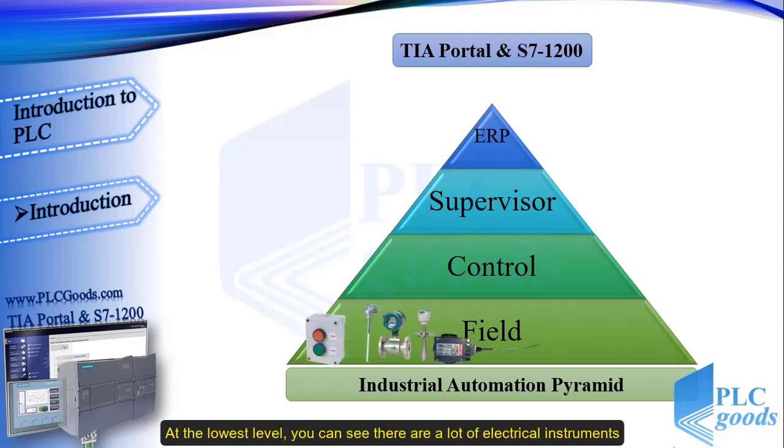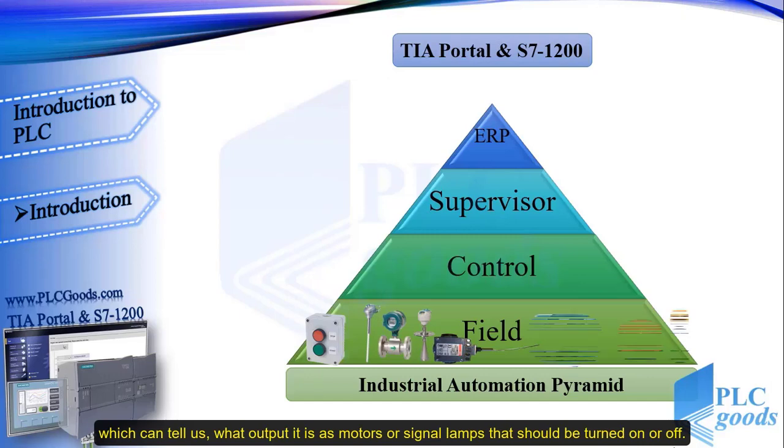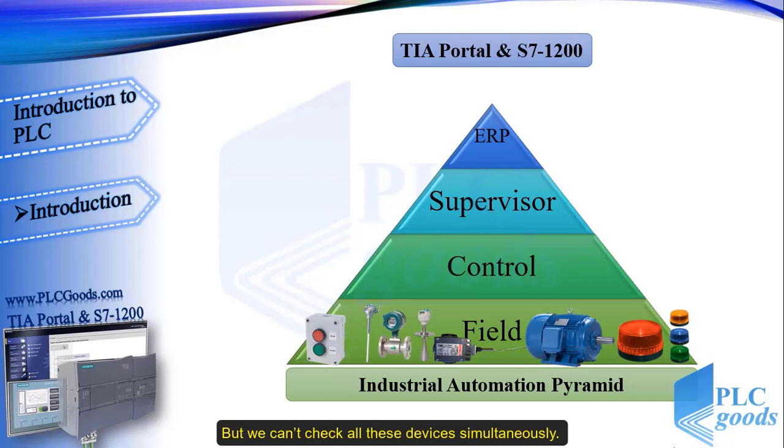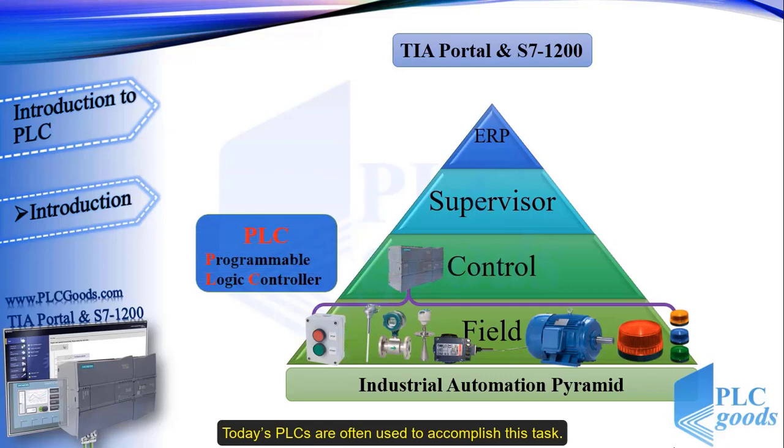At the lowest level, you can see there are a lot of electrical instruments such as push buttons, thermocouples, transmitters, sensors, and micro switches, which can tell us what output it is as motors or signal lamps that should be turned on or off. But we cannot check all these devices simultaneously. Today's PLCs are often used to accomplish this task.